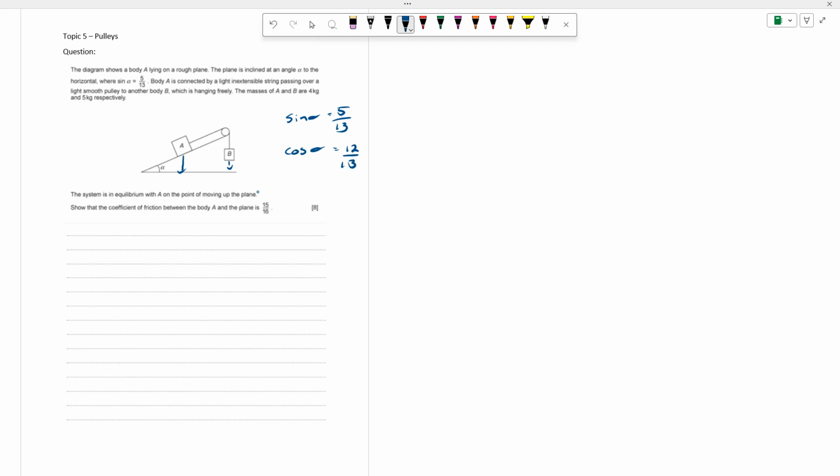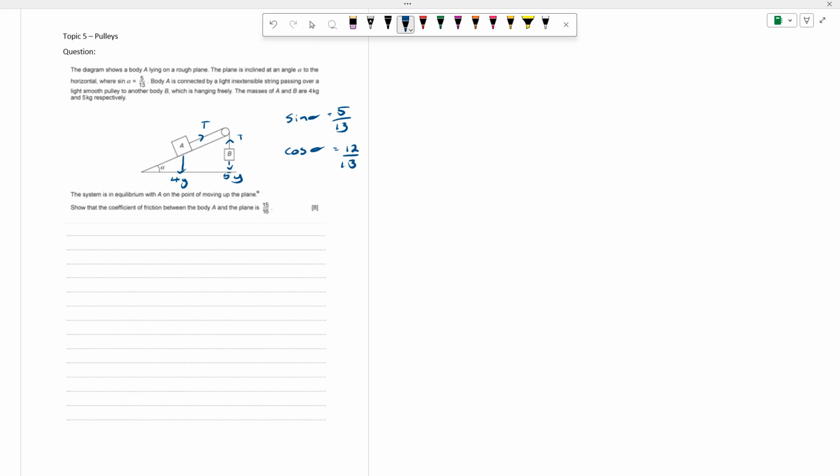Body A is connected to a light and inextensible string which passes over a smooth pulley, so I don't need to consider friction around a pulley, but it's light and inextensible, which means the tension should be constant throughout. To another body B which is hanging freely. The masses of A and B are 4 and 5 respectively. So A is 4g, B would be 5g.